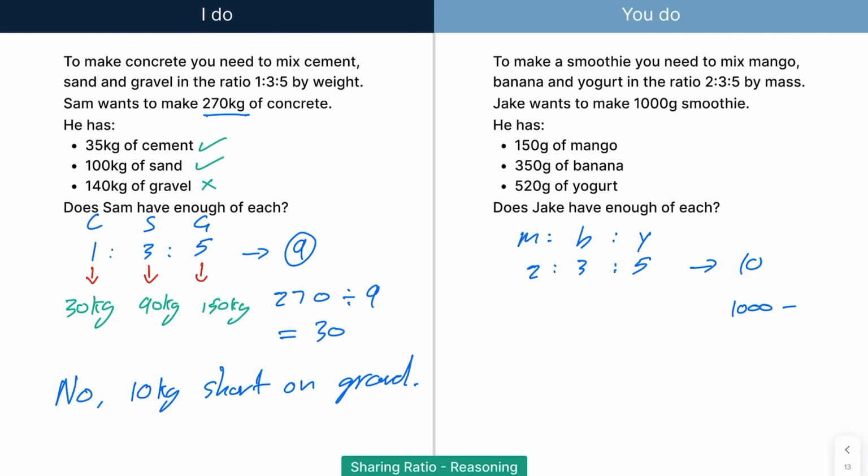So if I do 1,000, divide that by 10 to find out how much one part is worth. So one part is worth 100. Now, I just need to multiply each of these by 100. So I know how that ratio is split. So the 1,000 grams is split as 200 grams of mango, 300 grams is banana, and 500 grams is yogurt.